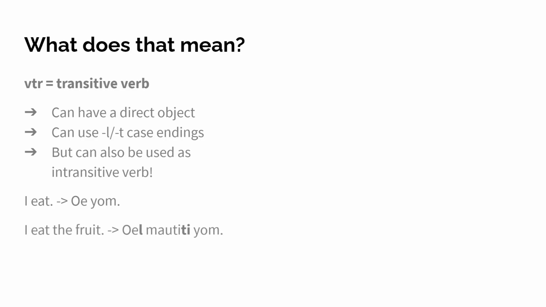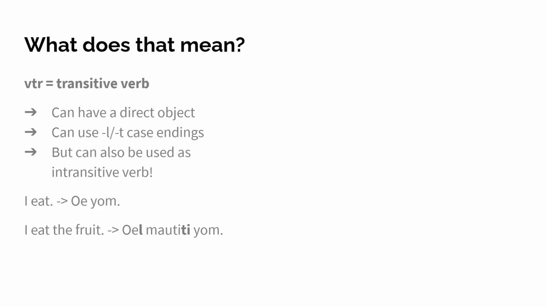Here's the counterexample. I eat the fruit. What is eaten? The fruit is eaten. Therefore, the sentence is transitive. And because the sentence is transitive, we need L and T endings. And we can use them because yom also is a transitive verb. So even though yom is a transitive verb, it can be used in intransitive sentences, so sentences without a direct object, I eat, but also, of course, in transitive sentences, I eat the fruit, where we have a direct object, in this case the fruit.